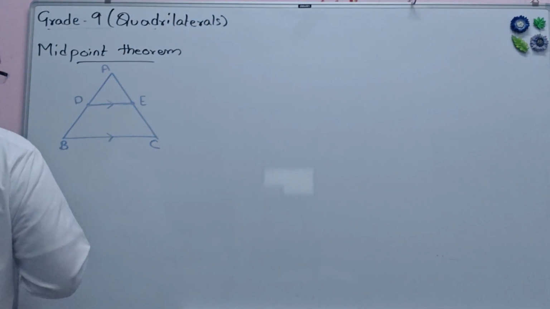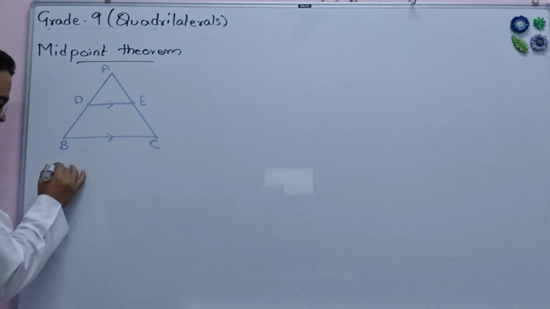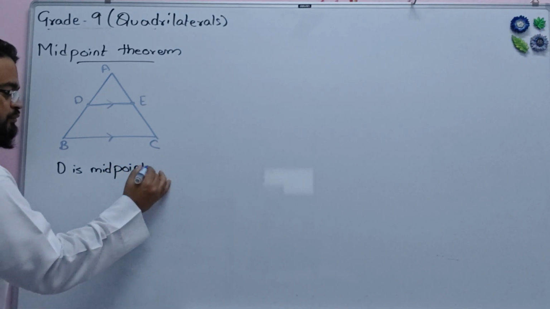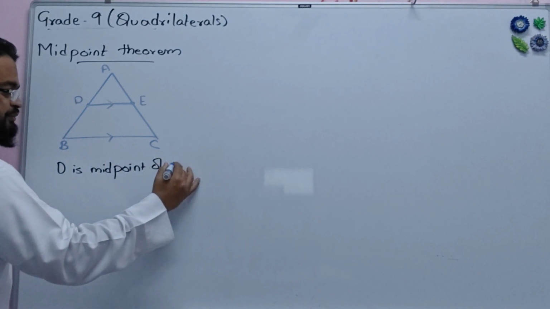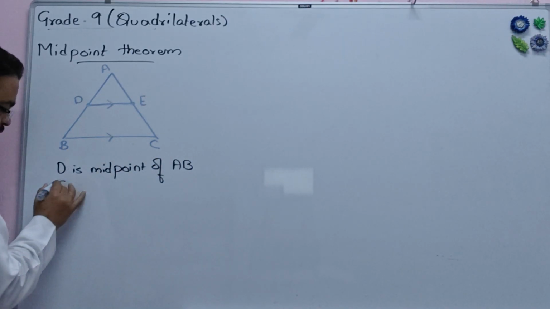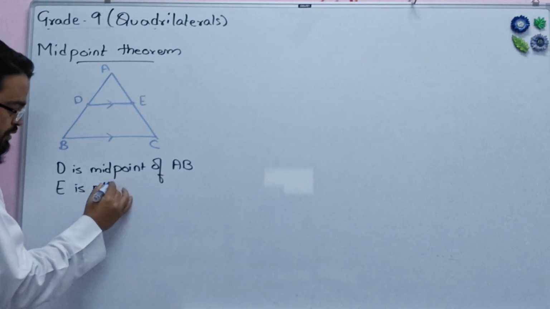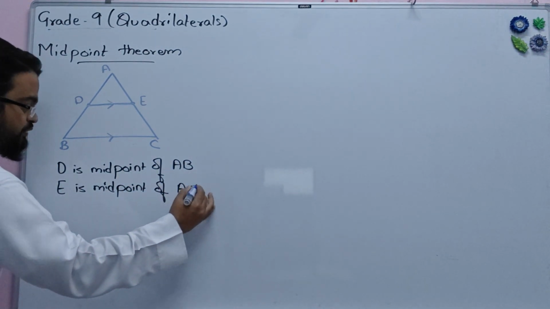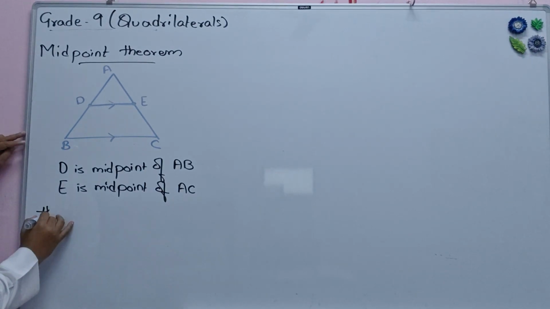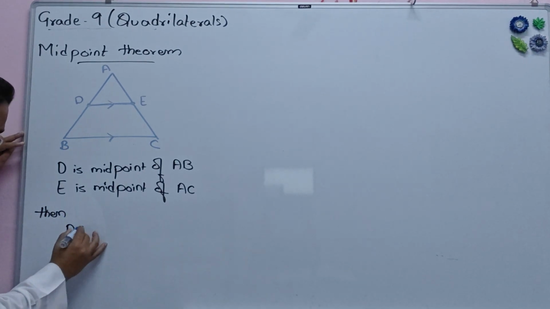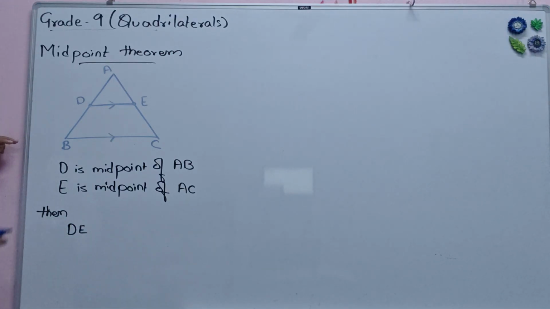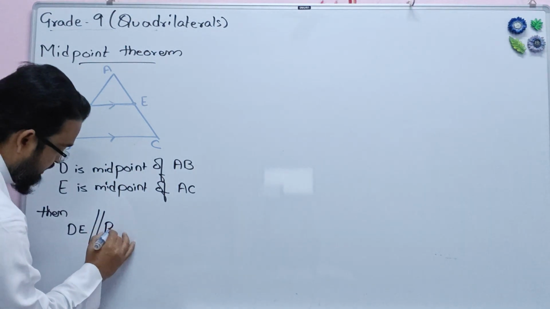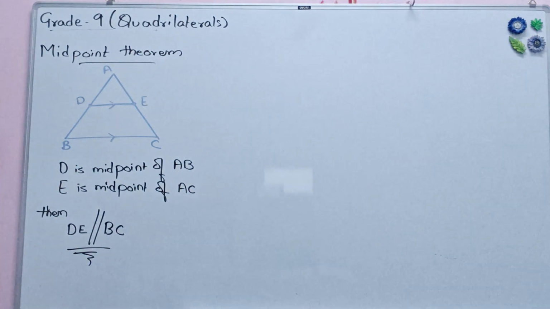So here D is the midpoint of AB, and E is the midpoint of AC. So then what happens? Then DE, that means the line joining the midpoints D and E, is parallel to the third side. So DE is parallel to the third side BC.